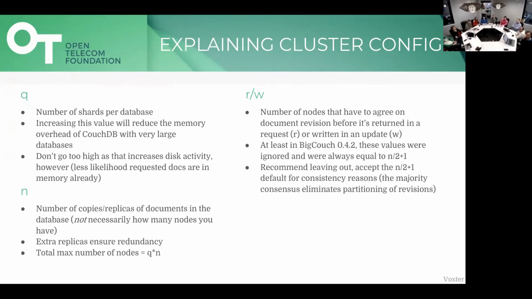N value is number of copies or replicas of documents in the database. It doesn't necessarily match how many nodes you have. I think there was a common misconception that N meant nodes. It's copies of documents. So a higher value of N ensures redundancy, and your total max number of nodes is going to be Q times N. You actually cannot have more nodes than that in your cluster. By default, what is recommended is you have an N value that is in fact equal to your number of nodes. It just means there's one copy of every shard on every one of those nodes.